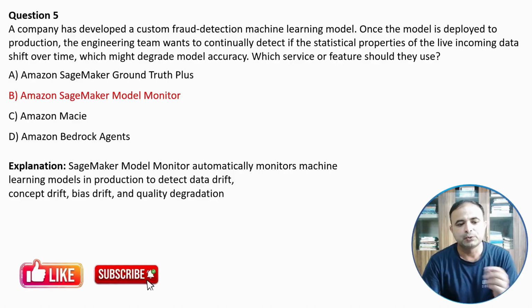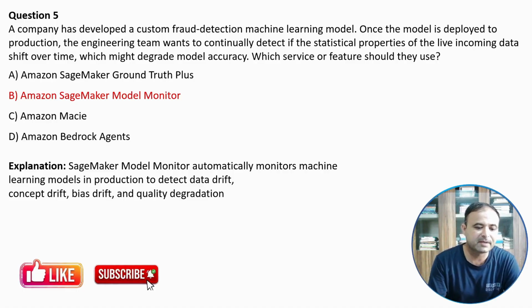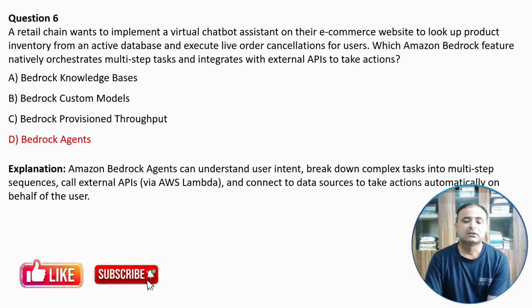A company has developed a custom fraud detection machine learning model. Once the model is deployed to production, the engineering team wants to continuously detect if the statistical properties of the live incoming data shift over time, which might degrade model accuracy. Which service or feature should they use? That is Amazon SageMaker Model Monitor, because SageMaker Model Monitor automatically monitors machine learning models in production to detect data drift, concept drift, bias drift, and quality degradation. Next. So these are scenario-based questions.